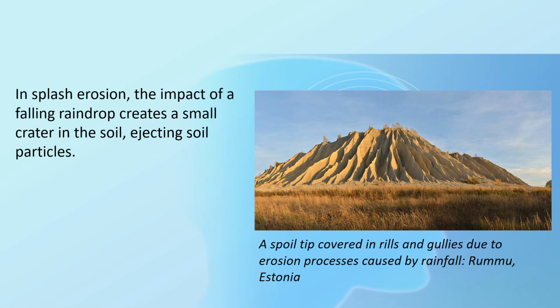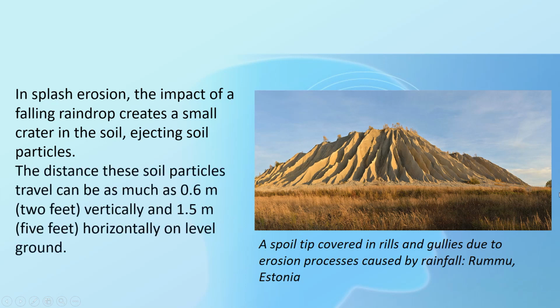As you may see in this image, a small hill covered in rills and gullies due to the erosion process caused by rainfall. This is a type of hill which is located in Rummu, Estonia. The distance these soil particles travel can be as much as 0.6 meters vertically and 0.5 meters horizontally on level ground.